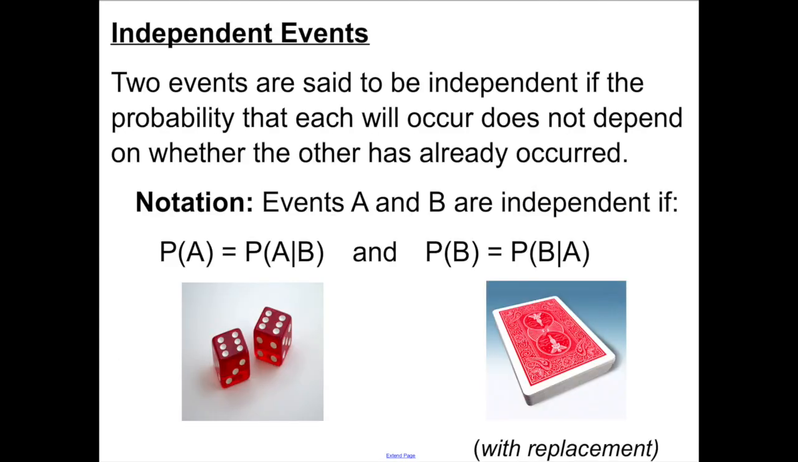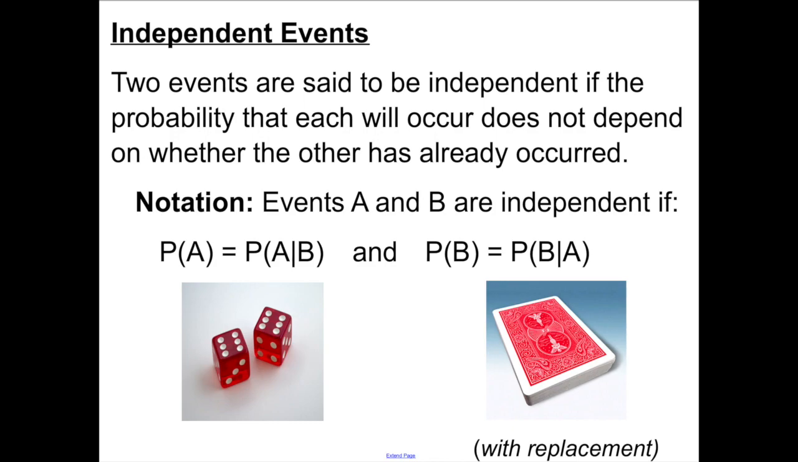So, independent events. Two events are said to be independent if the probability that each will occur does not depend on whether the other has already occurred. That is to say, events A and B are independent if event A happening doesn't depend on whether event B has happened, and event B happening doesn't depend on if event A has happened.